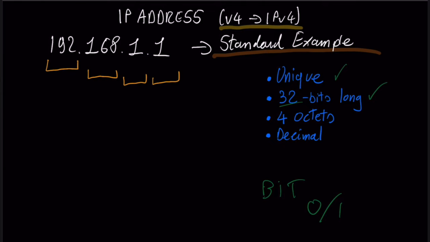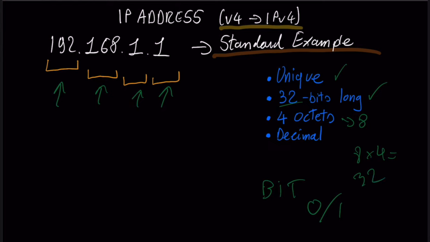We also have four octets, with octet meaning eight. So this is an octet over here. So it's 1, 2, 3, 4. We have four octets and each octet has 8 bits. So 8 times 4 equals 32. That's where you get your 32 bits.